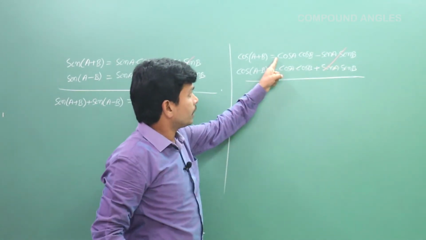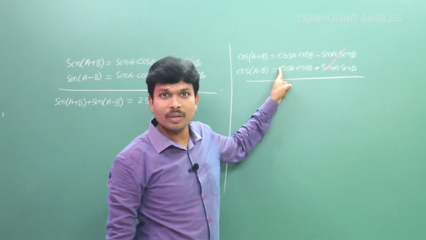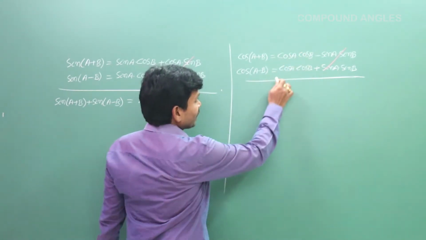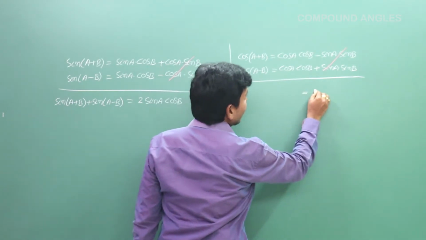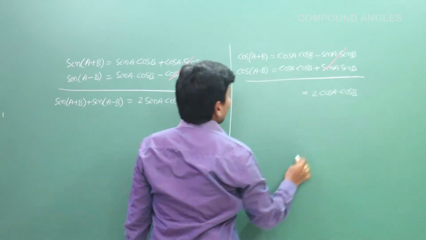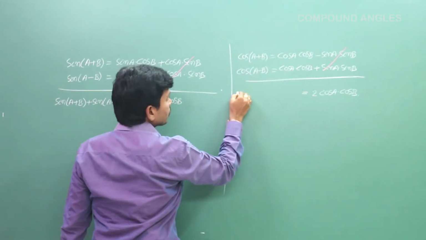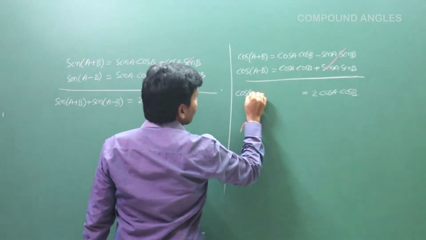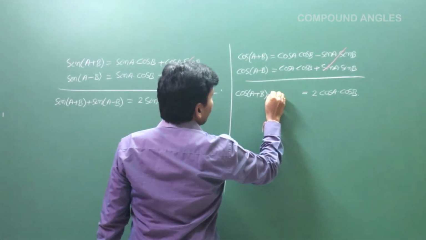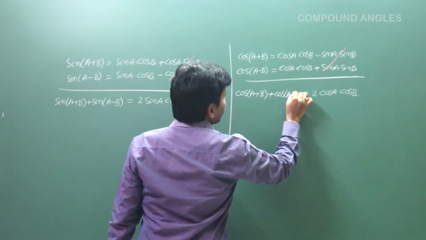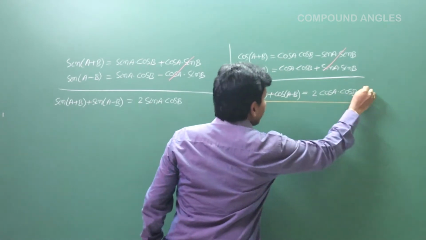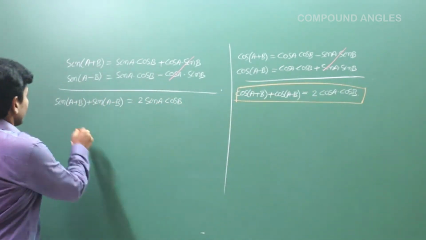So here see, here one chocolate is there, here one chocolate is there. How many chocolates are there? 2 chocolates. But these are not chocolates, they are called cos a cos b. Yes or no? Now we added both, so that's why cos of a plus b plus cos of a minus b is equal to 2 cos a cos b. We got it here.